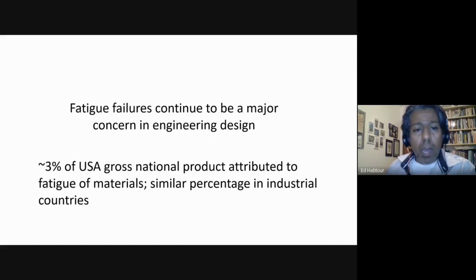In terms of the economics, it has a really huge impact. I'm not sure about the impact in Europe, but I can tell you in the US, it's about 3% of our gross national product, which is extremely expensive.